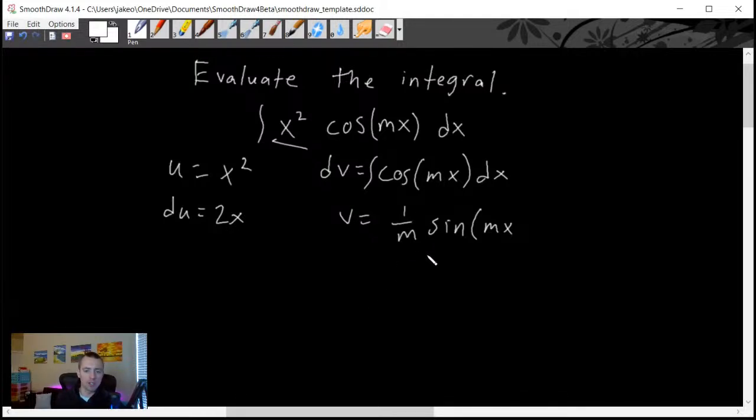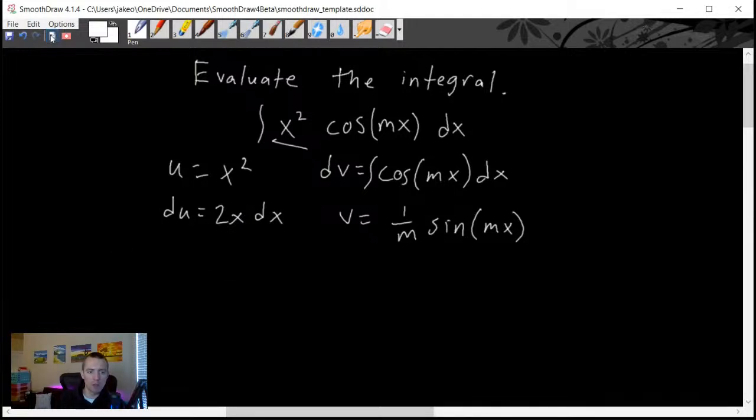And we can quickly check this just by thinking about going the other direction. So instead of taking the antiderivative, if we took the derivative of this term here, 1 over m times sine of mx, we would do this using the chain rule. The derivative of sine is cosine, and then by chain rule, we multiply by the derivative of mx, which would be m. Multiplying by m would cancel with this 1 over m, getting us back to cosine of mx. So that's just a quick check. And then we do also need our dx over here. dx is always going to be with du and with dv.